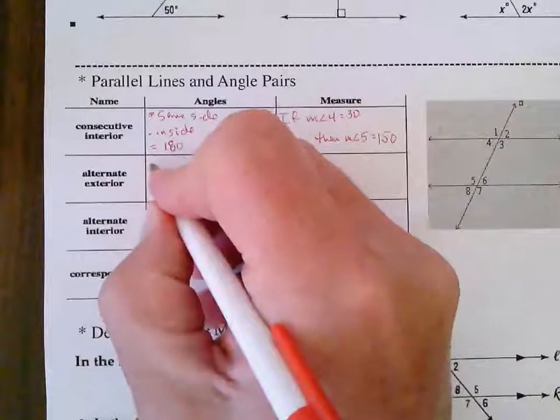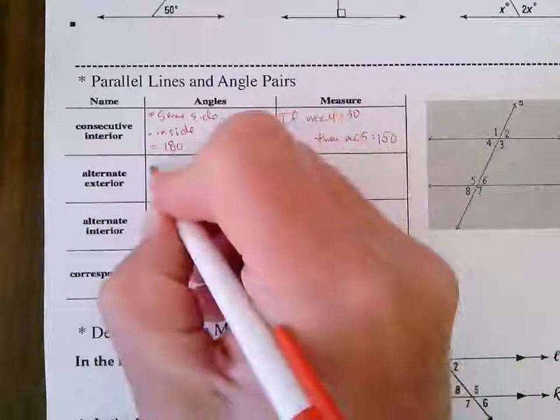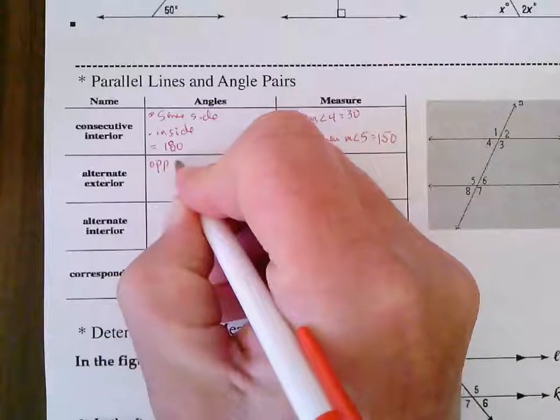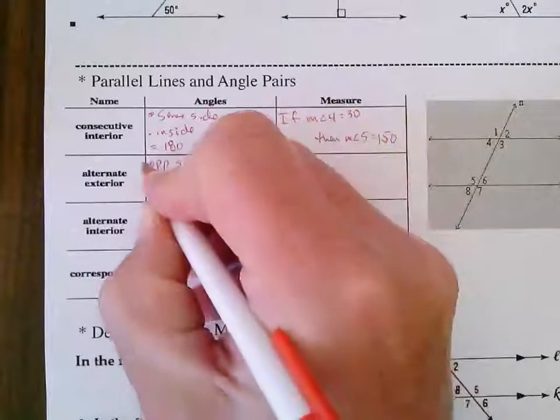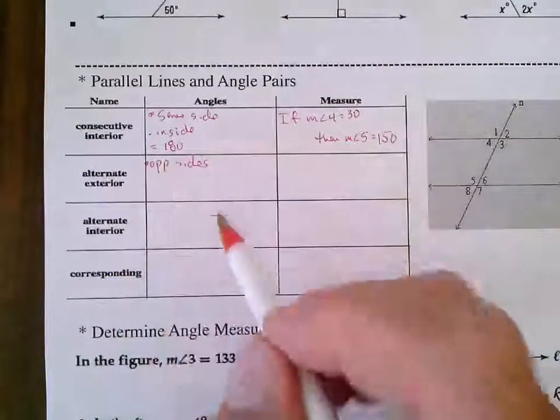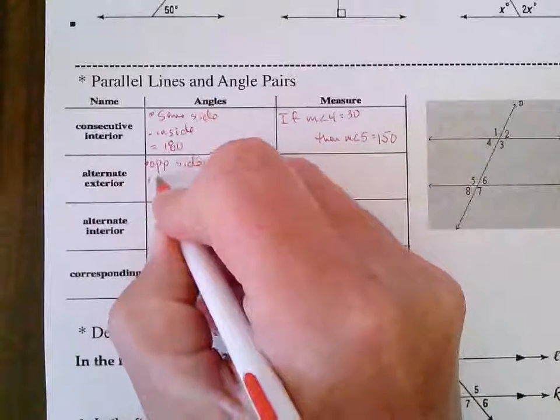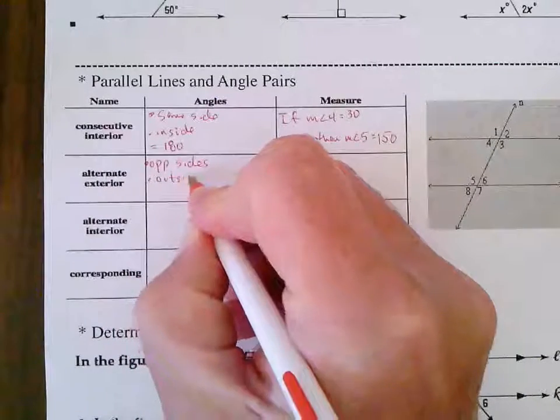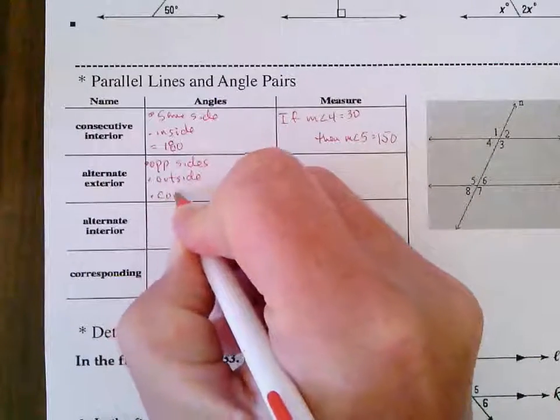Alternate exterior, they are on opposite sides. And that's opposite sides of the transversal. Remember this line right here, N, is your transversal. So opposite sides of the transversal. They are on the outside. And they are congruent.